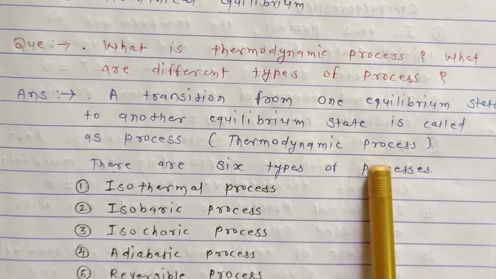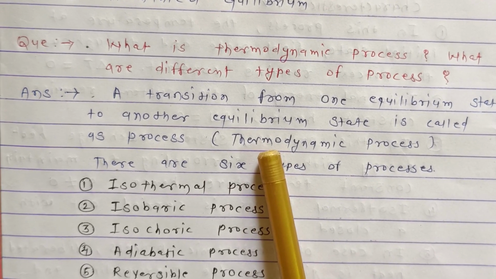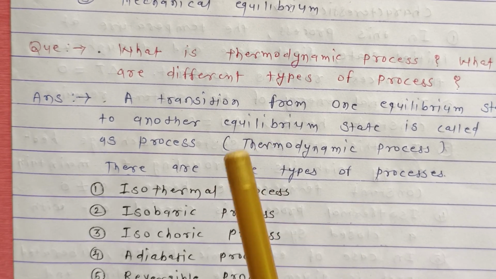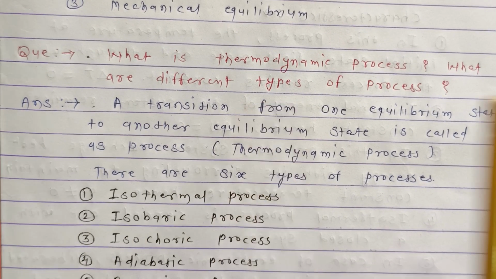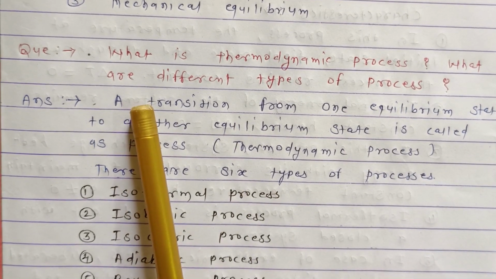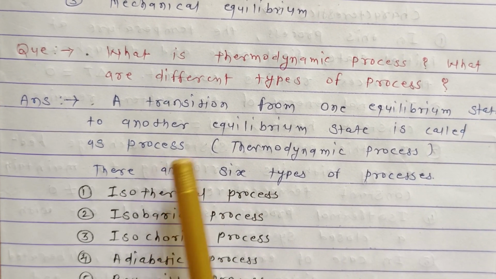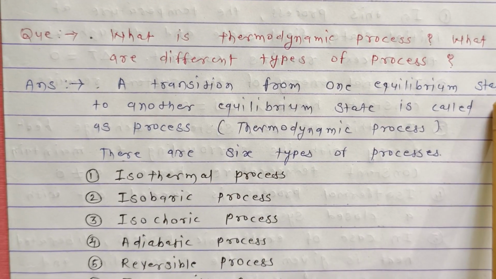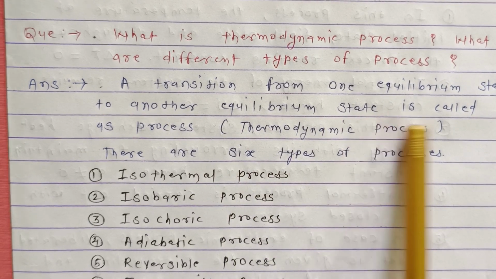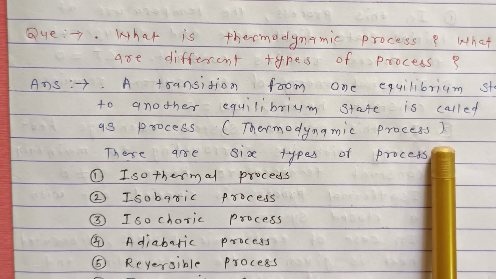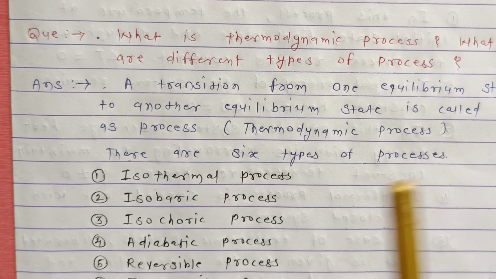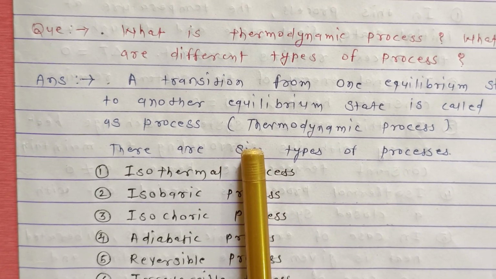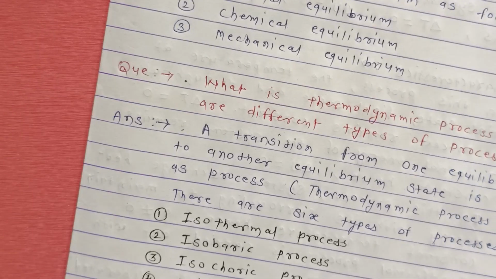What do you mean by system? System means a part of the universe which is under thermodynamic investigation. But process means a transition from one equilibrium state to another equilibrium state. Transition means change: one state changes to another state. Clear? That is called the thermodynamic process.